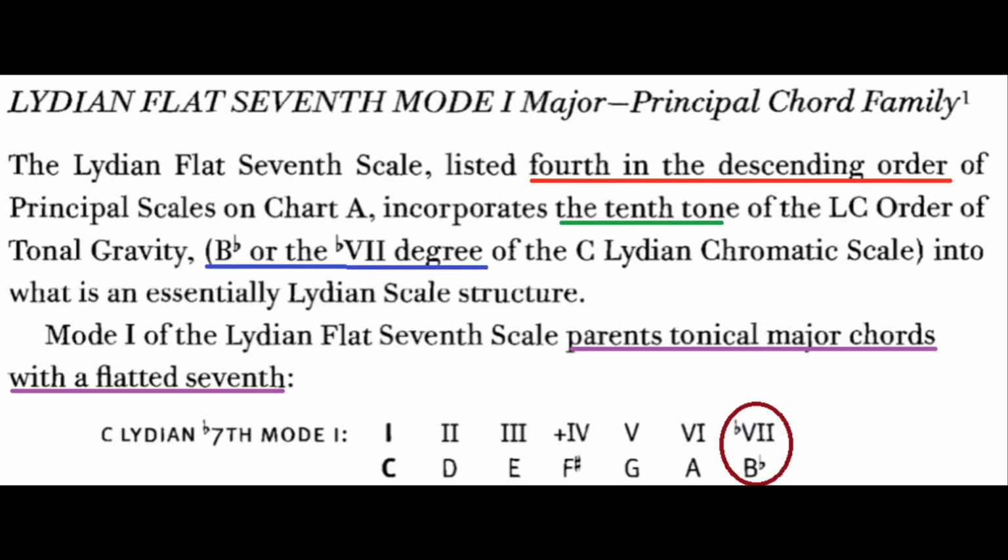In Russell's book, talking about the Lydian Flat Seventh mode 1 major, he says, now the Lydian Flat Seventh scale, listed fourth in the descending order of the principal scales on chart A, incorporates the 10th tone of the Lydian chromatic order of tonal gravity, which is B flat, or the flat 7th degree of the C Lydian chromatic scale, into what is essentially a Lydian structure.